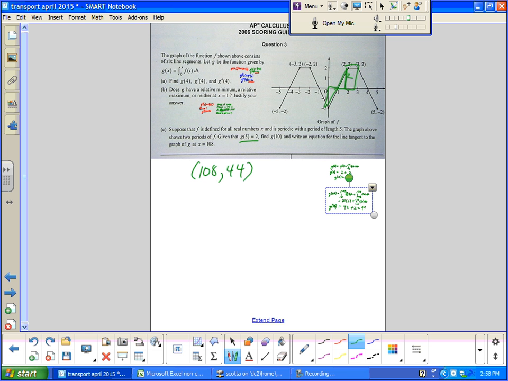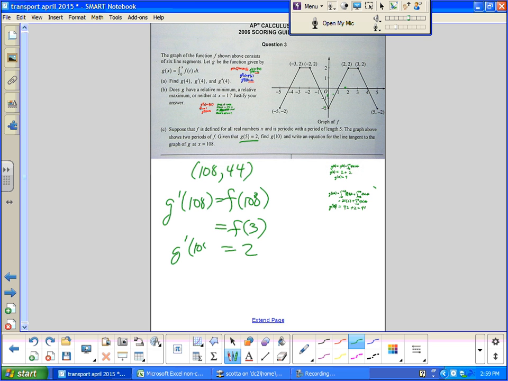That's going to be used in my tangent line. Now I have to find the slope. So g prime of 108 is equal to f of 108, we know that from the previous part. We also know this is periodic, and f of 108 is the same as f of 3. I erase up here so we can actually read the graph. I see f of 3 is equal to 2. You guys agree? So g prime of 108 is 2. That's our slope. So the tangent line is simply y minus 44 equals 2 times x minus 108.